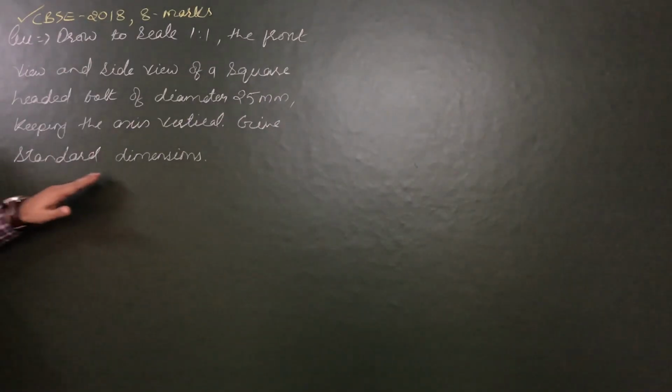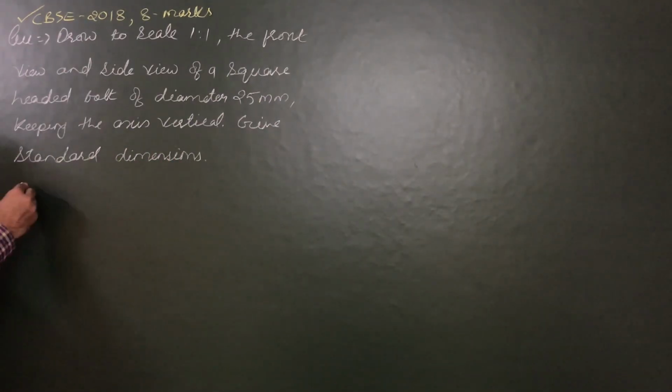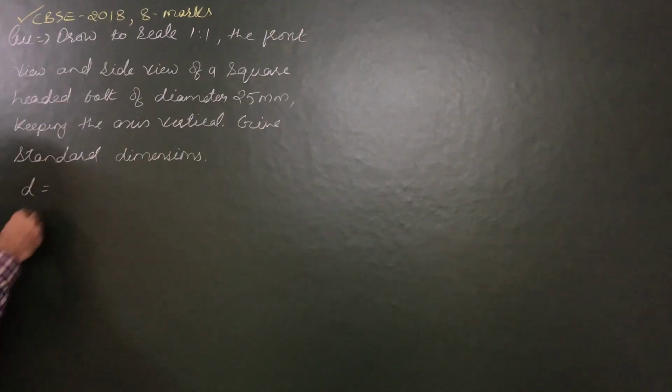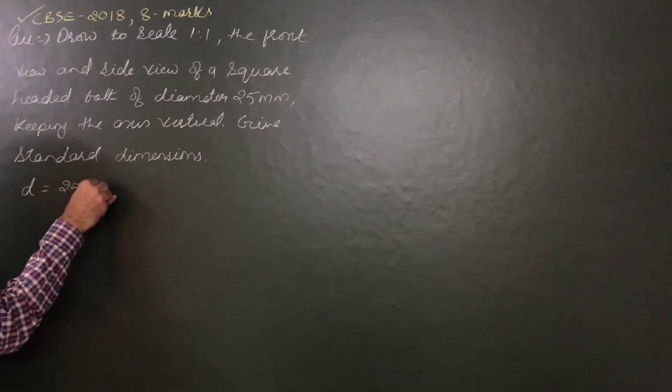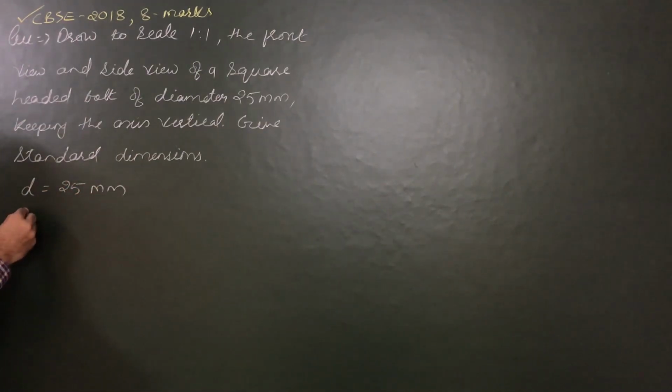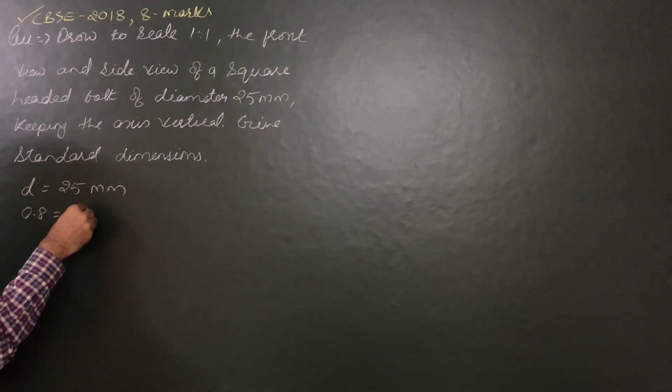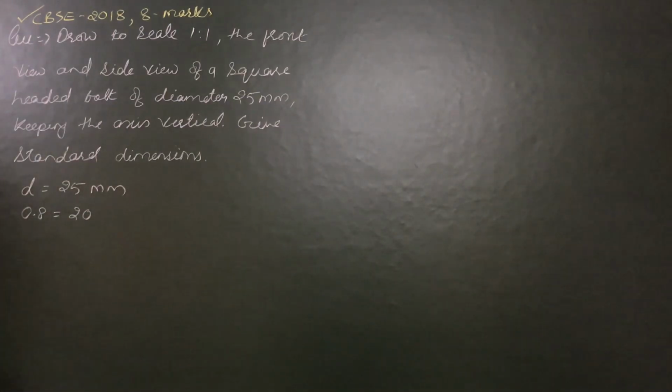Now, first of all, we have to calculate all standard dimensions. So the given diameter D is 25 mm. After D, the diameter of the minor circle is 0.8D. So 0.8D for 25 is 20 mm.